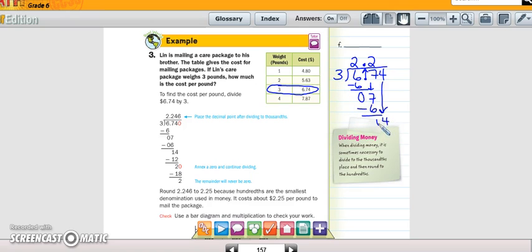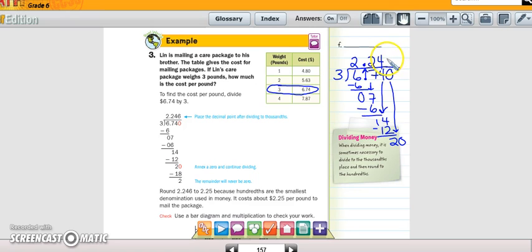3 can go into 14 4 times. I'm left with 2. Now, I can't have a remainder, so do you guys remember what I do? Add a 0. Bring that straight down. 3 goes into 20.